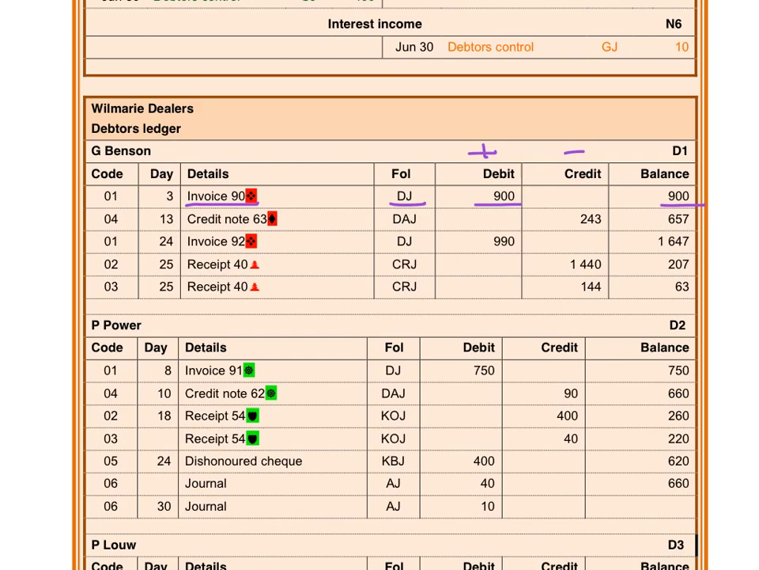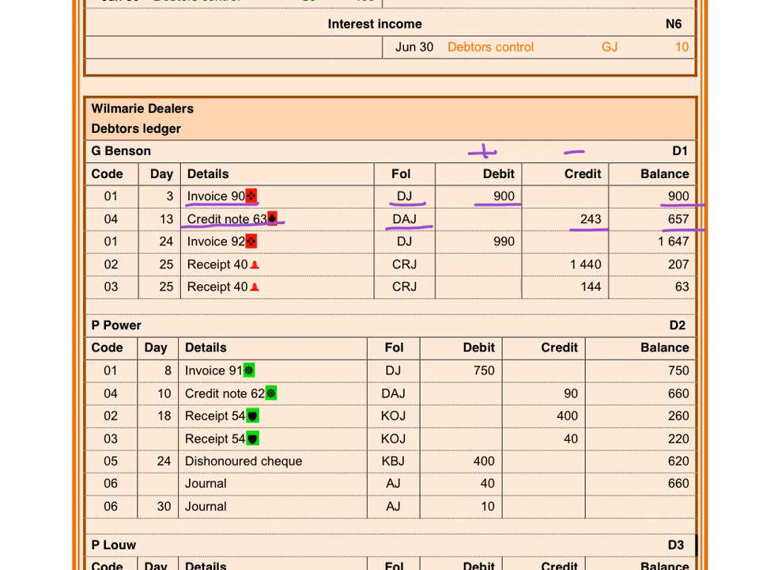If they return goods, we will issue a credit note, and we will also indicate the number. This was posted from the debtors allowances journal. We want to reduce this debt, so we will credit them with 243. The new balance is then 900 minus 243, that will give me 657.